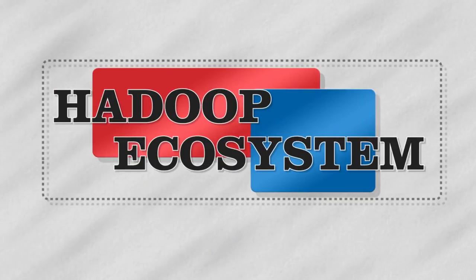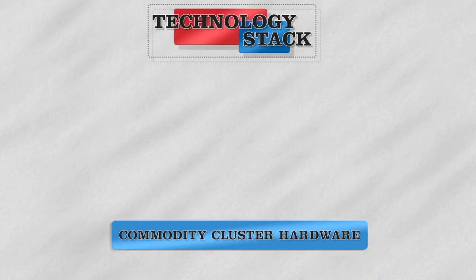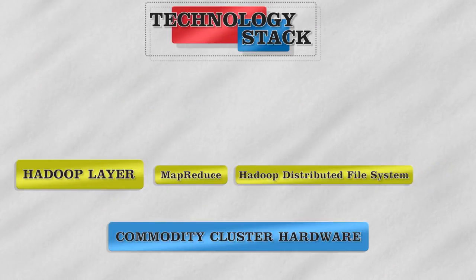Also, Hadoop is not just a single product or platform. It's a very rich ecosystem of tools and technologies and platforms, almost all of which are open source and all work together. So what's in the Hadoop ecosystem? At the lowest level, Hadoop just runs on commodity hardware and software. You don't need to buy any special hardware. It runs on many operating systems. On top of that is the Hadoop layer, which is MapReduce and the Hadoop distributed file system.